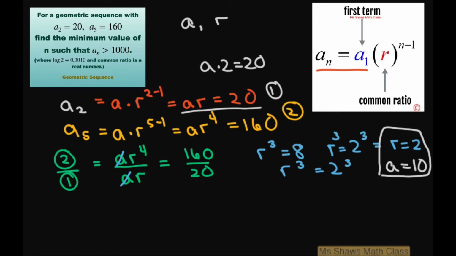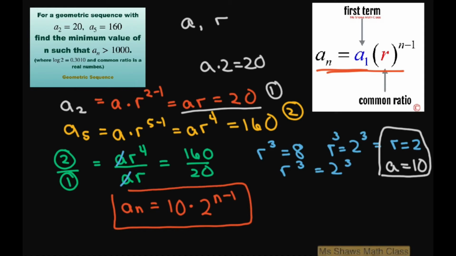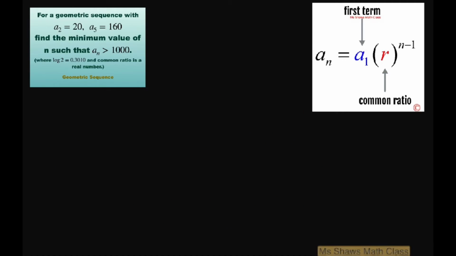Now let's find our nth term. Your nth term is going to be your first term times R to the power of n minus 1, and that's just filling out this formula. Okay, so we want this to be greater than 1,000, and we're going to use this information given. So we have 10 times 2 to the power of n minus 1 is greater than 1,000.